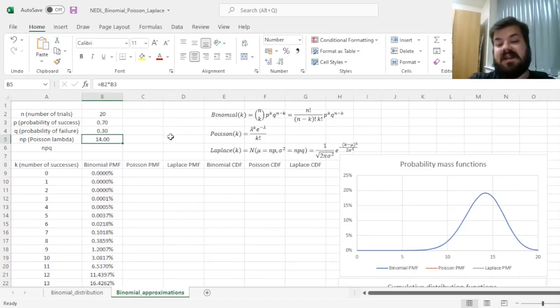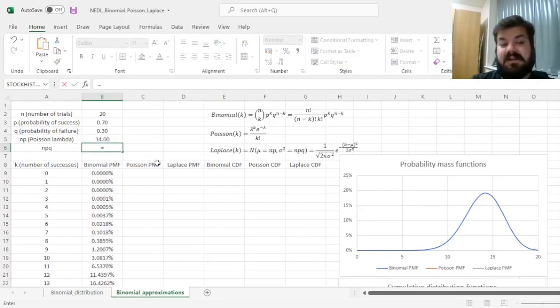Also, what we have investigated during our last video and showed using some simple calculations is that the variance of the binomial distribution is npq, basically number of trials times the probability of success times the probability of failure.